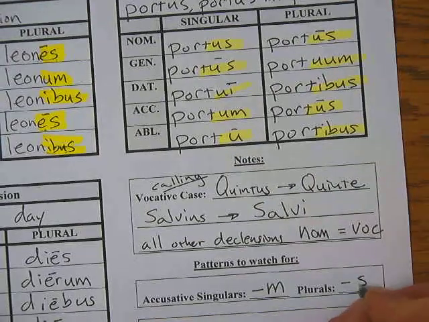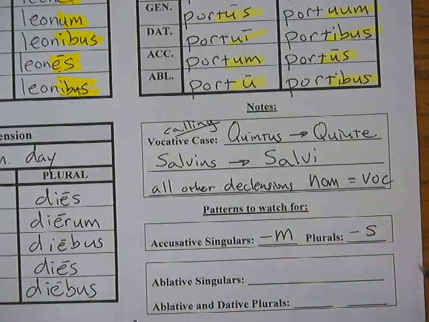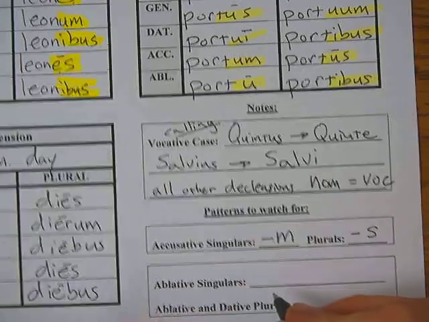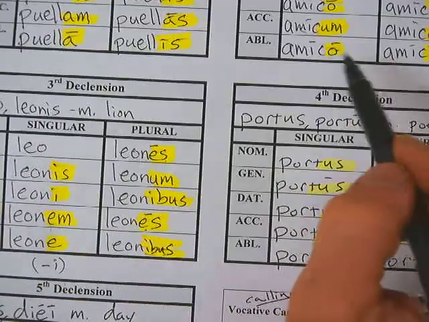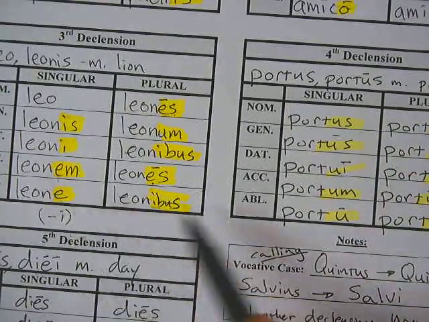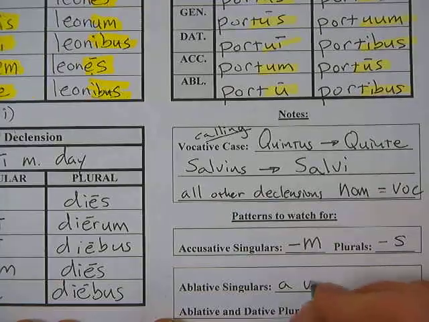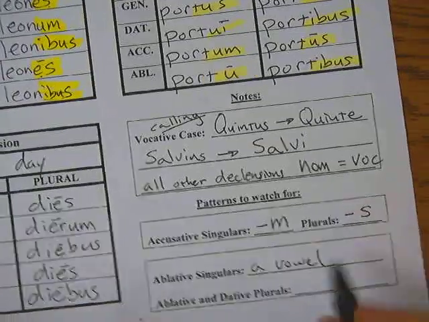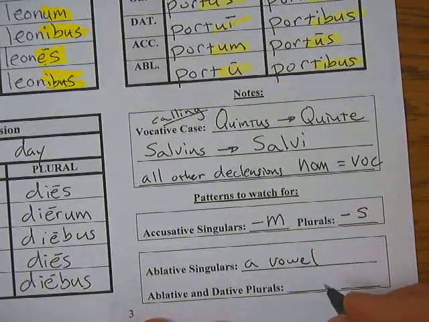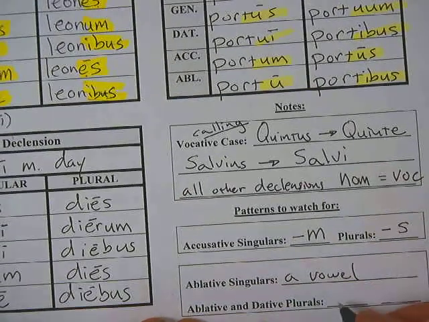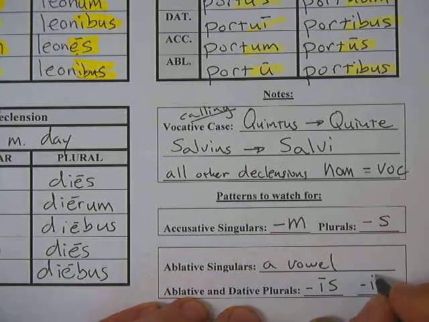Plurals always end in what? Dies, portus, leones, puellas, amigos. They always end in S. And that has been preserved in most of the Romance languages, like in Spanish. Amigos, the S is there. Ablative singulars, I've been talking about this a little bit. They always end in a vowel. It's a different vowel for each declension, but it's a vowel, and usually a long vowel. Third declension is short, I'm sorry, but mostly the vowel is long.